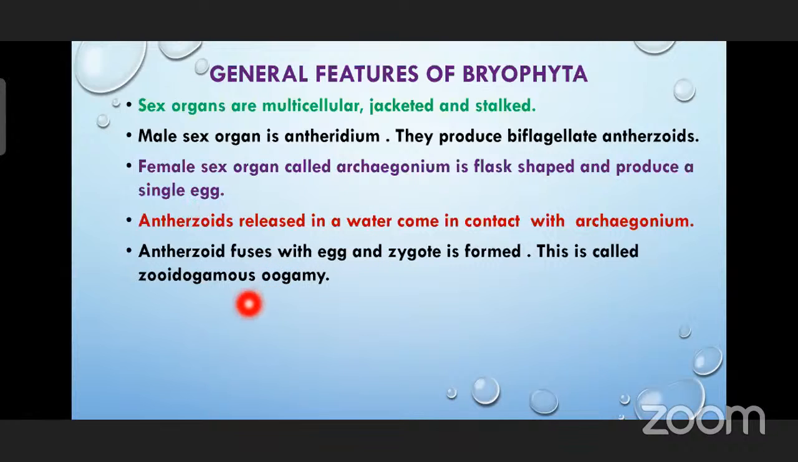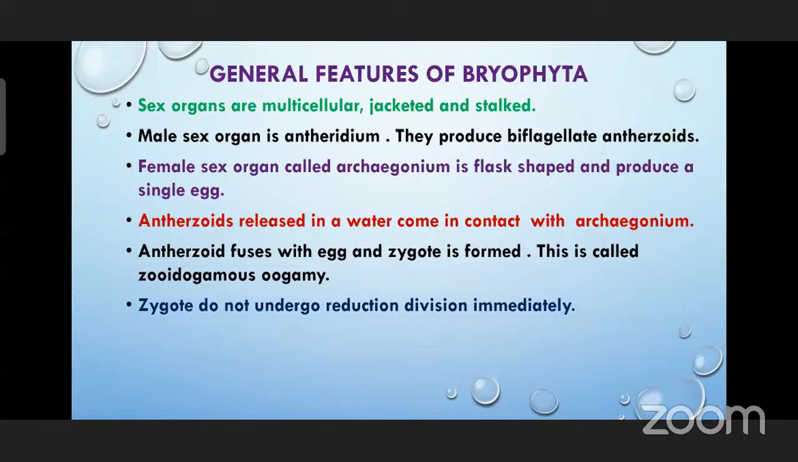Here the fusion takes place, and when the egg and antherozoid fuse, it makes the zygote. This process is called zooidogamous oogamy. The zygote does not undergo reduction division immediately.